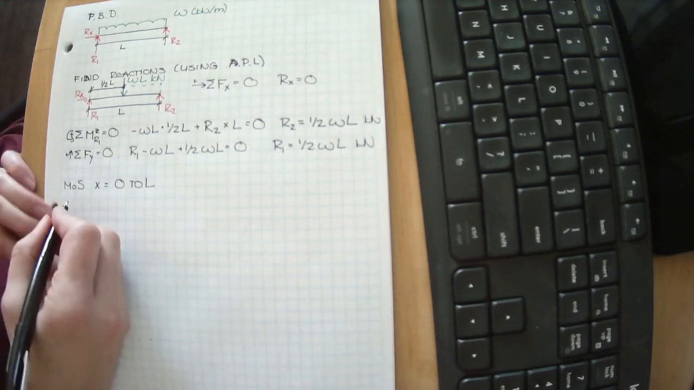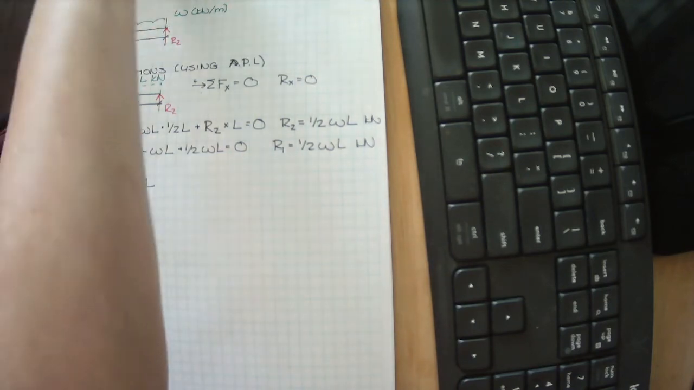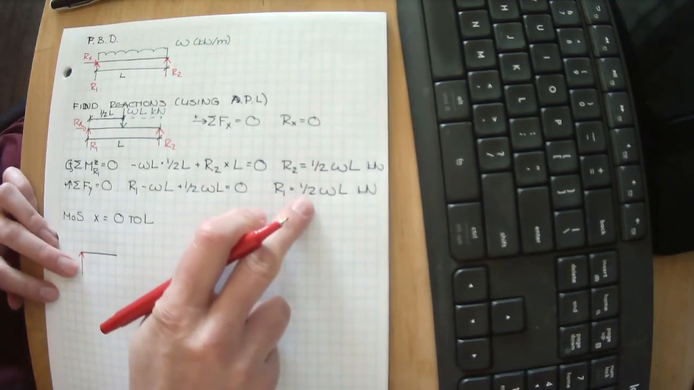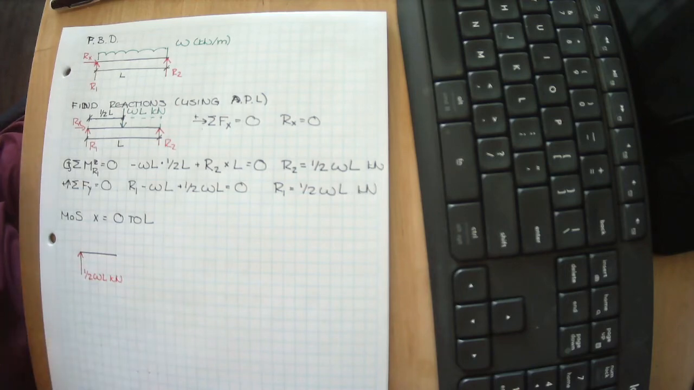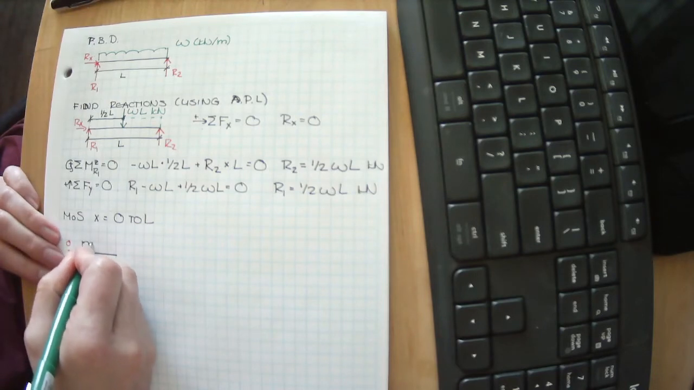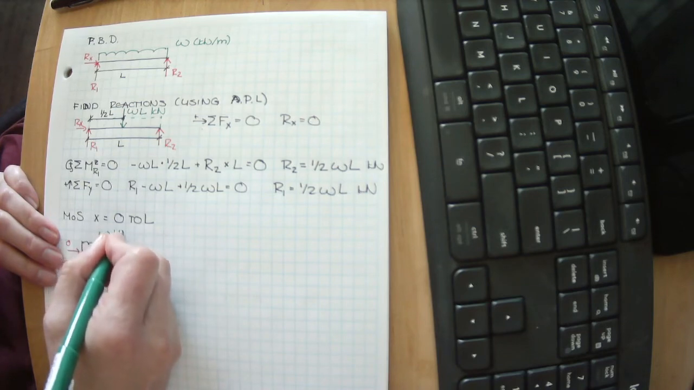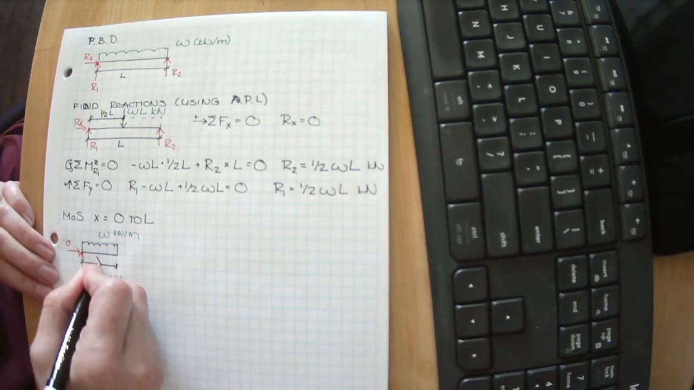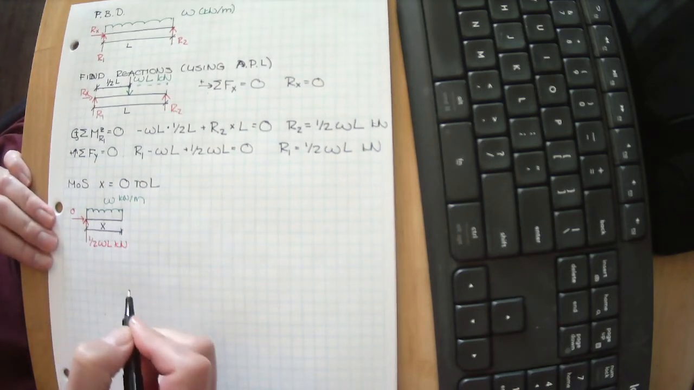So let's draw our free body diagram of that. So we have our section. We know we have a reaction here, that was R1, which is 1/2 WL kilonewtons. And just to be thorough, that's 0. And we have W, which is in kilonewtons per meter. This is our length X. We don't know how far over we've cut this, so we're using a placeholder X here.